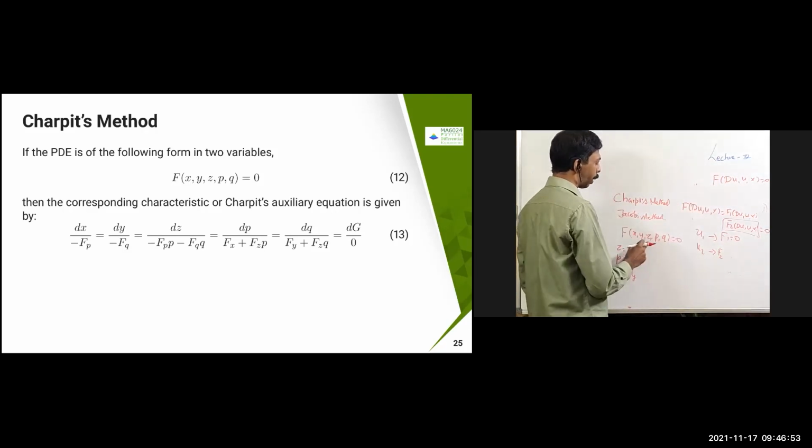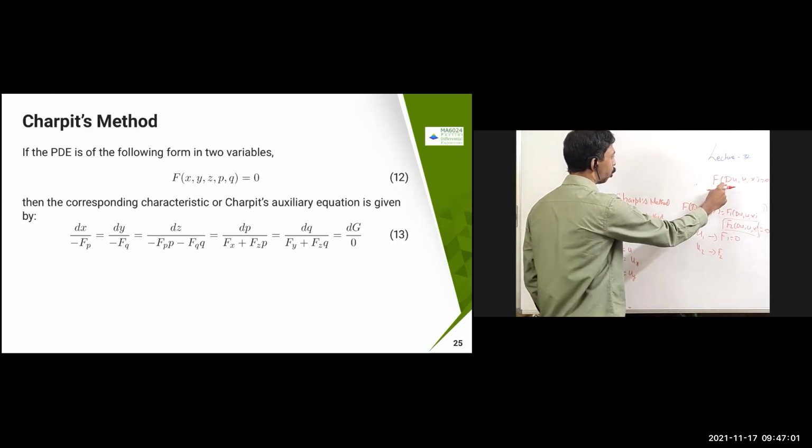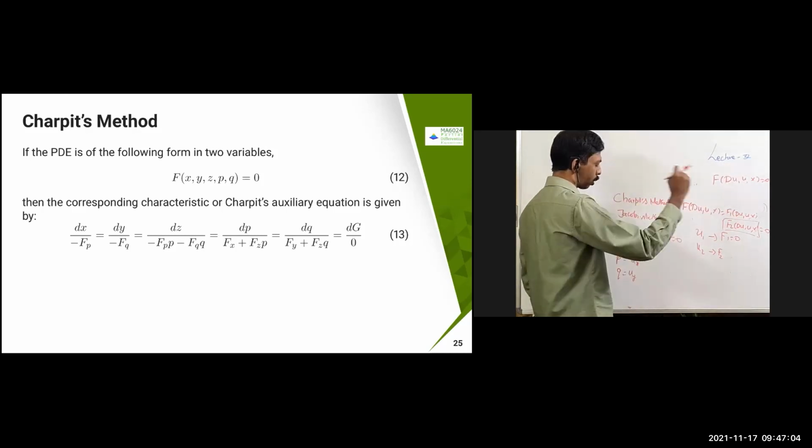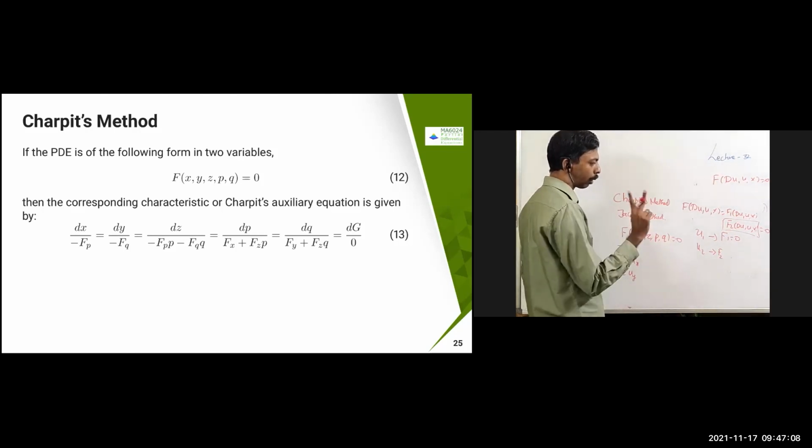So x, y, z. I am writing it in the reverse direction here: x, y, z, p, q. Z is equal to u here. Du means you are going to have ux1, ux2, etc. So p I am taking as ux, and q I am taking as uy, because only 2 variables are there.